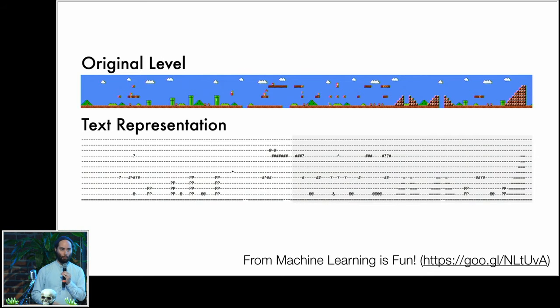This is a Mario level. You can represent it as a piece of text from a great little blog. You can see P characters mean pipes, and equal signs mean ground, and this dash means sky. But that's a lot of different characters for the system to understand.